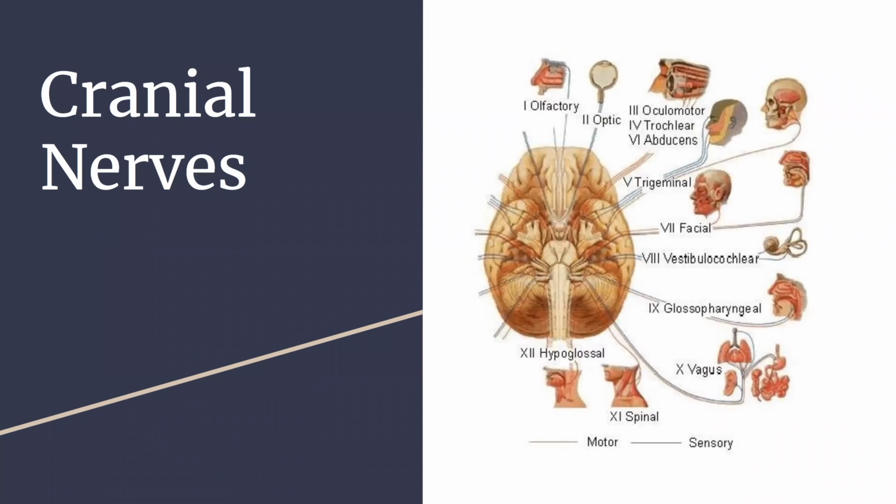And here are the cranial nerves. So you have the olfactory, the optic, the oculomotor, you have the trigeminal, the facial, the vestibular, cochlear, you have the vagus, and also spinal and hypoglossal.